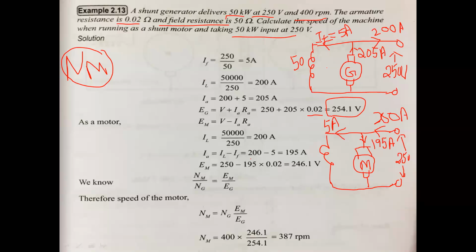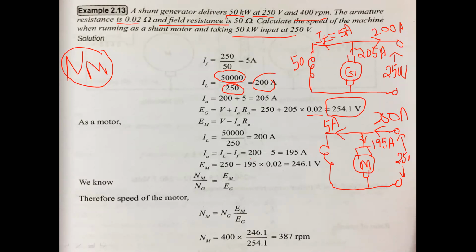So first of all, load current is equal to total power by voltage. So this is 200 amperes. This generator delivers 200 amperes of current. So shunt field current is equal to 250 by 50, 5 amperes. So from this we take 5 amperes. So we have 5 amperes field current and 200 amperes load current.